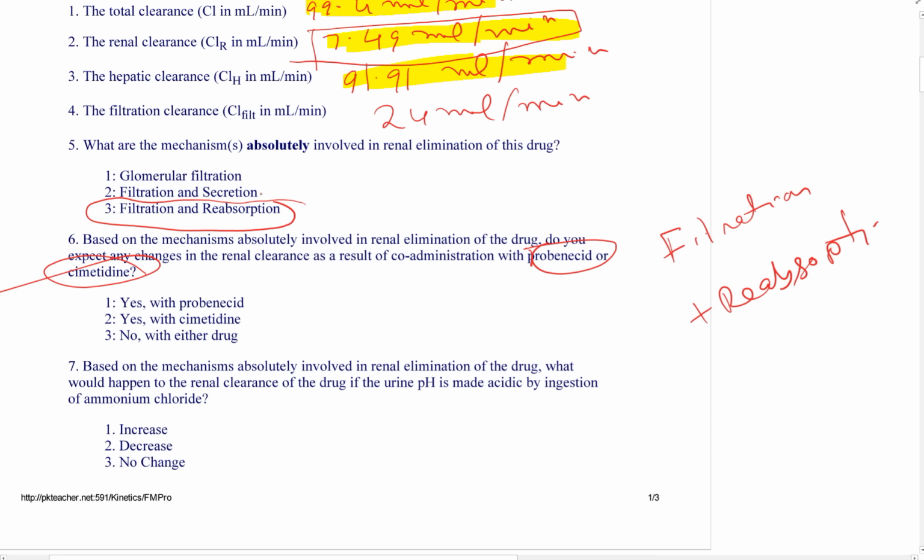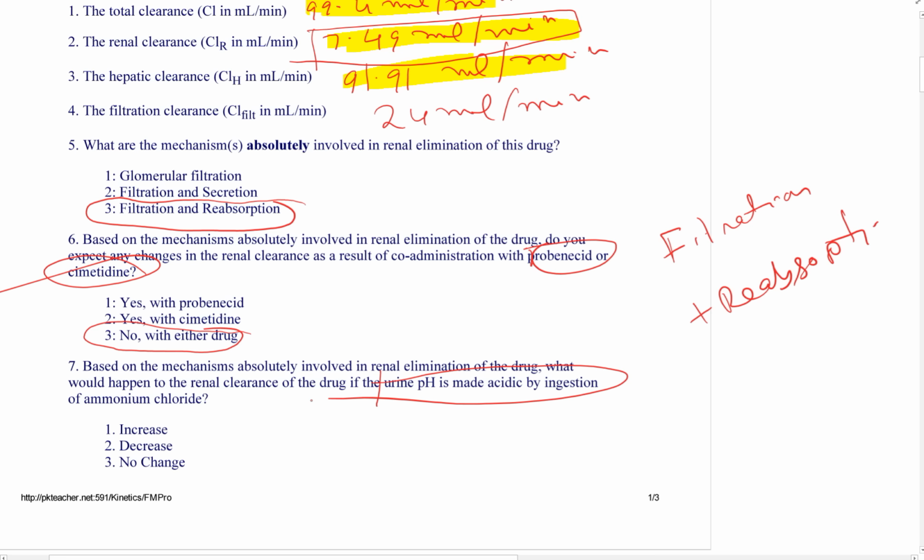So for this reason the answer is no with either drug. Neither probenecid nor cimetidine can influence the elimination of this drug. But based on this, it may involve elimination. What happens to renal clearance if the urine is made acidic by ingestion of ammonium chloride? What would happen with ingestion of ammonium chloride?